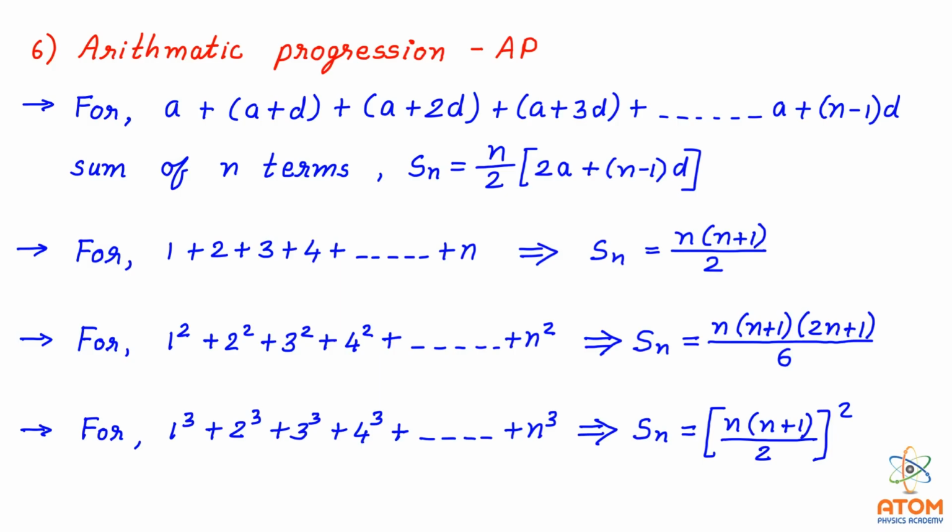If you are having a sum of this kind, let us say 1 cube plus 2 cube plus 3 cube plus 4 cube up to n cube, then that sum can be written as Sn is equal to n into n plus 1 divided by 2 whole raised to square. So, this was the sum of just 1, 2, 3, this was the sum of squares of 1, 2, 3 and this was the sum of cubes of 1, 2, 3 and so on.